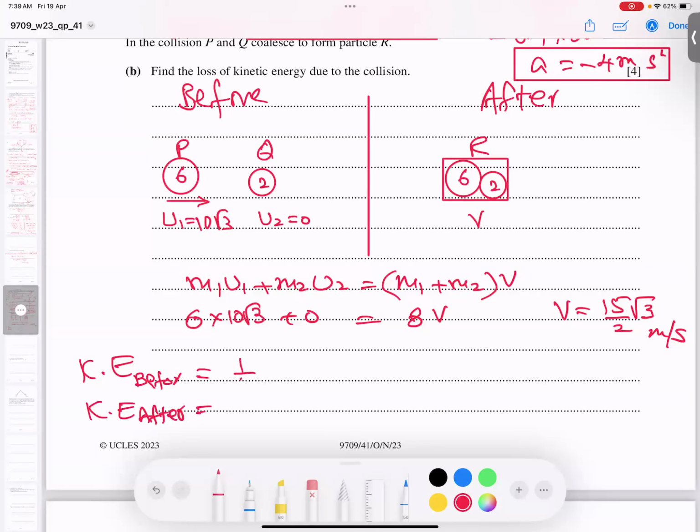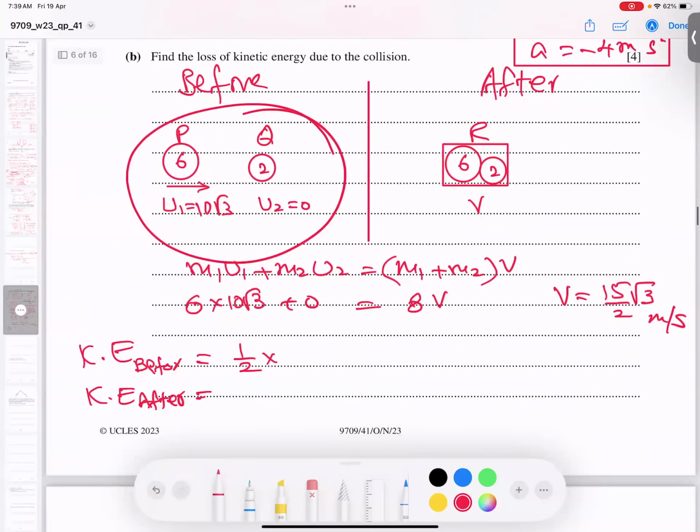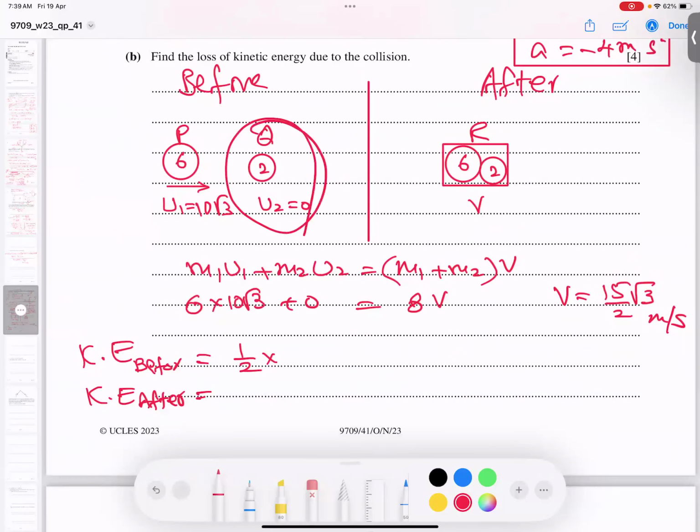And the formula is half mv squared. Again, before collision, the speed is 0, so there's no need to calculate. The mass and speed are given. Half into mv squared, where v squared, v is 10 root 3.